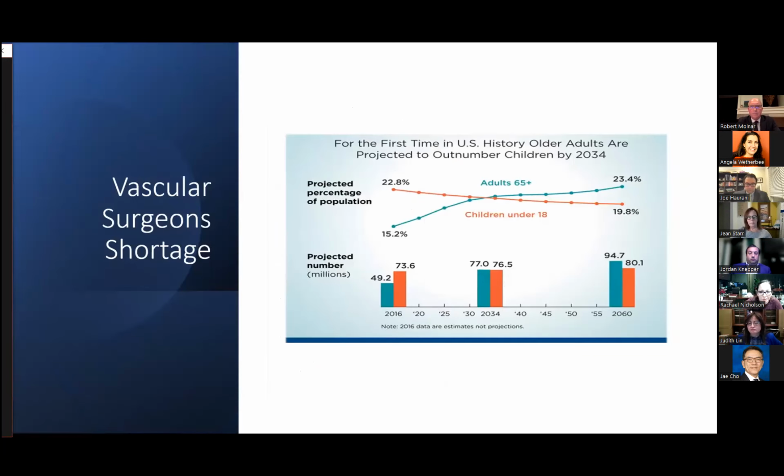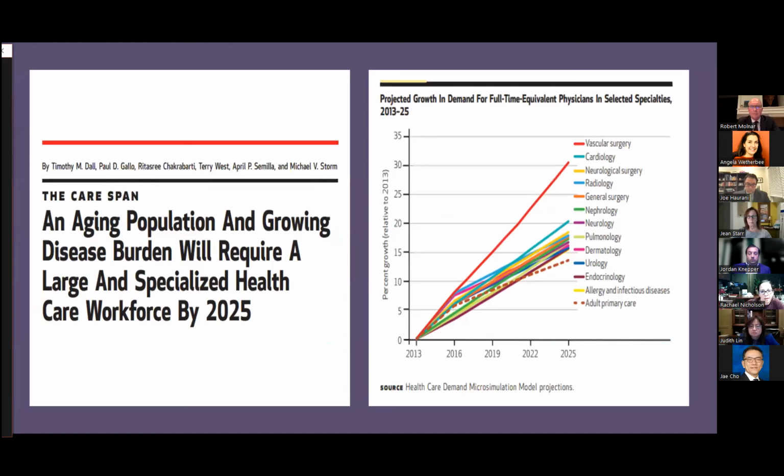So one more little dim thing to talk about. Vascular surgeons are also in demand, and this is also expected to get worse. By 2034, the number of adults over age 65 is expected to exceed the number of children for the first time in U.S. history. And so what that means for us is there are going to be a lot more vascular patients to be worked on. Because it is a disease of the elderly, the demand for vascular surgery is expected to grow as well.